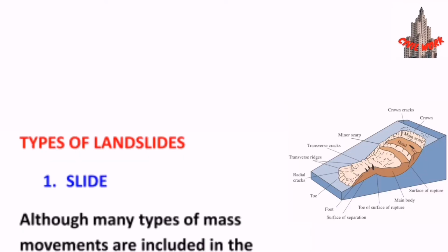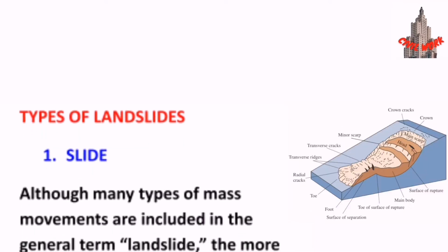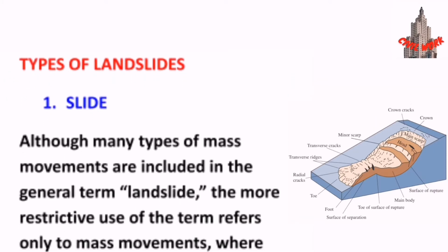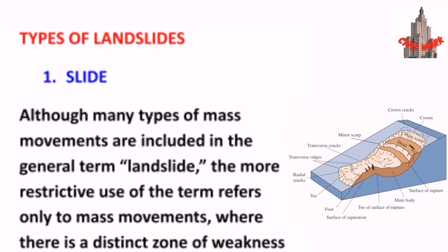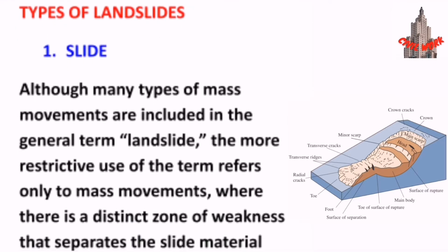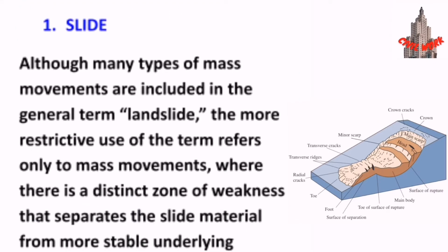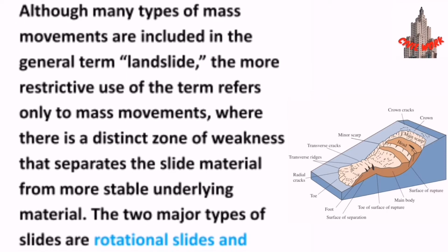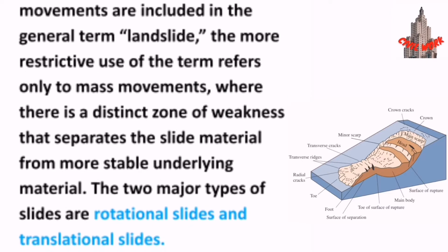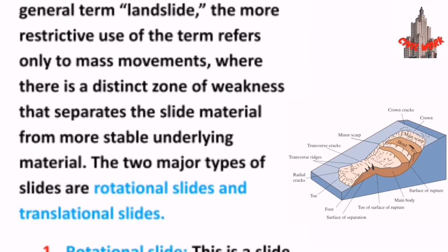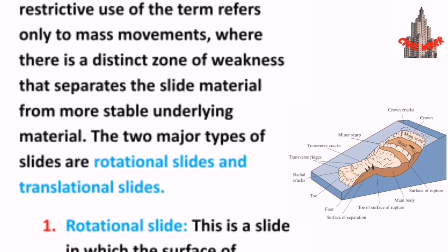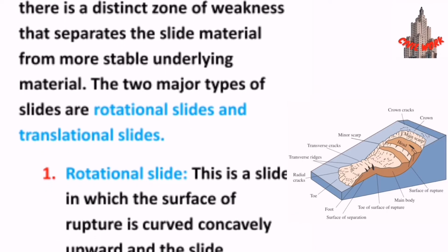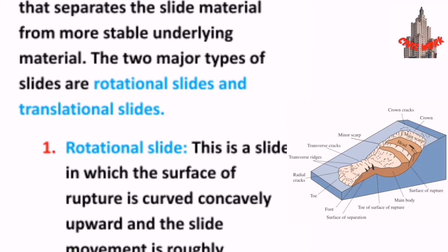Types of landslides. 1. Slide. Although many types of mass movements are included in the general term landslide, the more restrictive use of the term refers only to mass movements where there is a distinct zone of weakness that separates the slide material from more stable underlying material. The two major types of slides are rotational slides and translational slides.